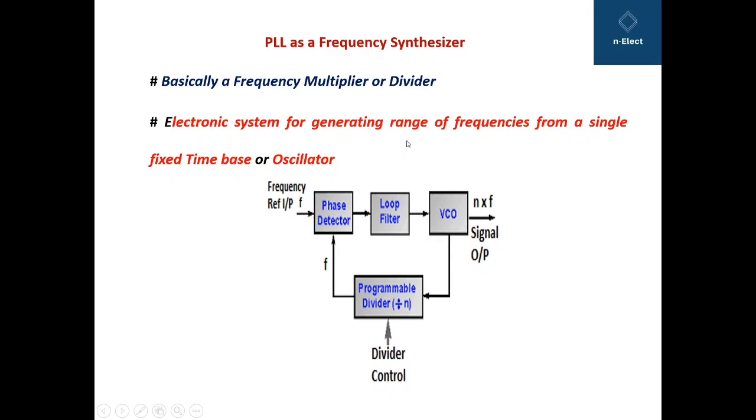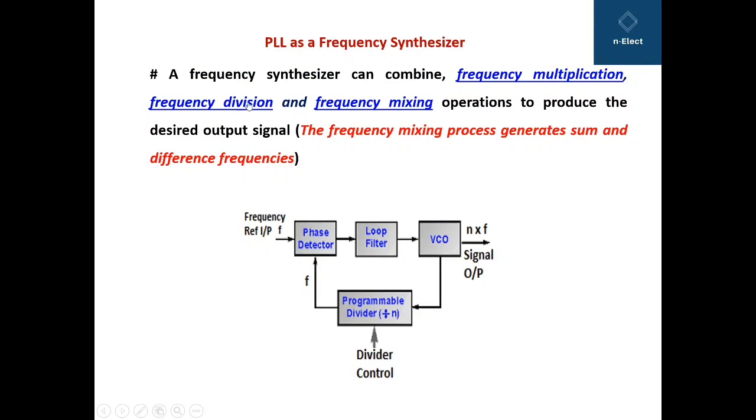An electronic system for generating a range of frequencies from a single fixed time base or oscillator is nothing but a frequency synthesizer. A frequency synthesizer can combine frequency multiplication, frequency division and frequency mixing operations to produce the desired output signals. The frequency mixing process generates sum and difference frequencies, which appear here at the output of the phase detector.